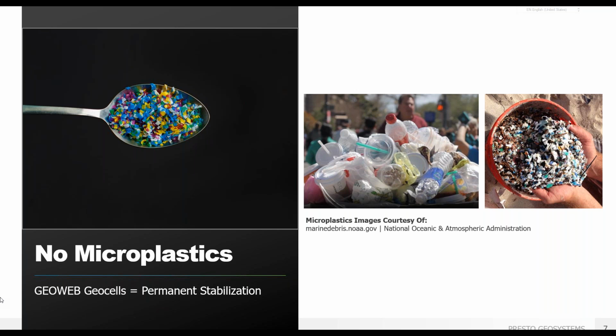Made from high stability inert materials, GeoWeb geocells are your permanent stabilization solution and will not degrade, leach, or release microplastics into the environment. GeoWeb does not contain any intentionally added PFAS, and based on this understanding, GeoWeb is not expected to pose a risk of release of PFAS compounds into the environment.